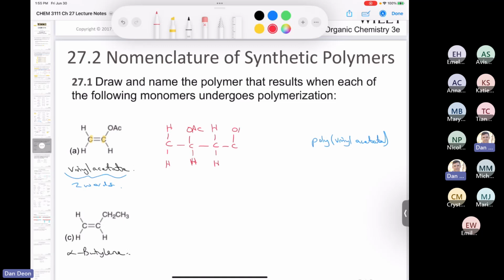And if you want to do it 10 times, knock yourself out. That's weird. Kidding. But seriously, you can draw it as many times as you want. I'll just do it 3 times here, like that. Okay, and then we're going to put a square bracket around the whole thing and put N down here, and that's it. That's the structure of your polymer.